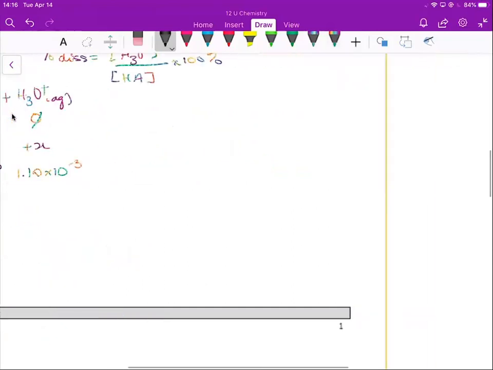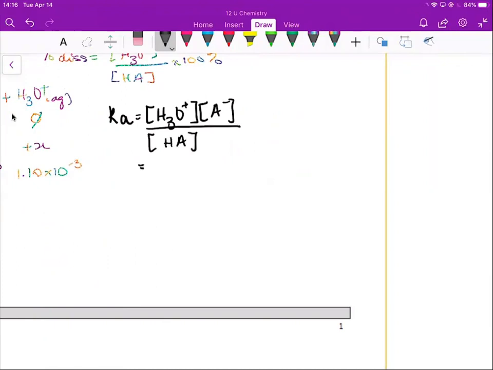Okay, so it's asking us now for the Ka. So the Ka is the concentration of the conjugate base and the hydronium ions, and the initial concentration of propanoic acid. Or sorry, not the initial, the final concentration of propanoic acid. So when I put all this together, I'm going to simplify it because both of these concentrations are the same. So it's 1.10 times 10 to the minus 3 squared over 9.89 times 10 to the minus 2.